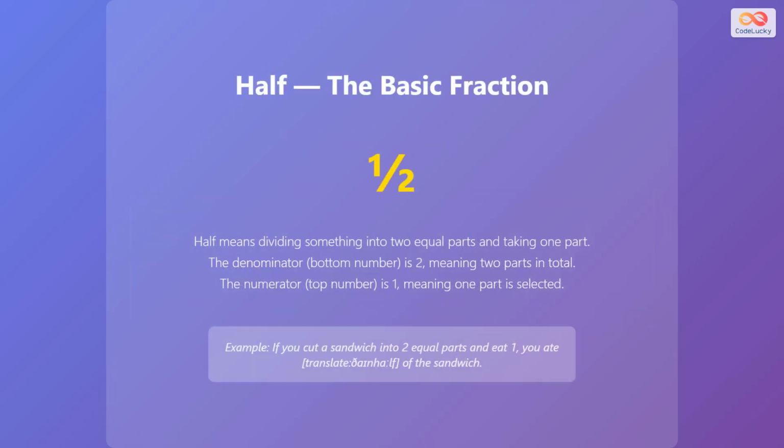Half is written as 1/2. It means dividing something into two equal parts and taking one part. The denominator is 2, showing we have two equal parts. The numerator is 1, showing we take one of those parts. If you cut a sandwich into 2 equal pieces and eat one piece, you have eaten half of the sandwich.